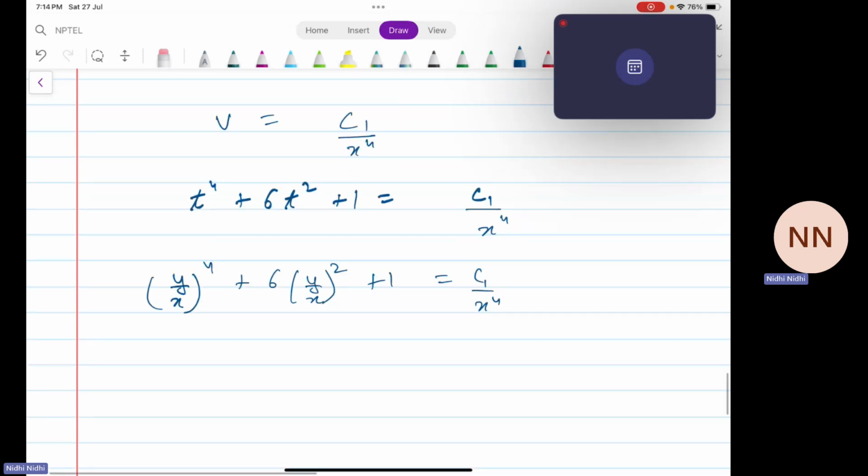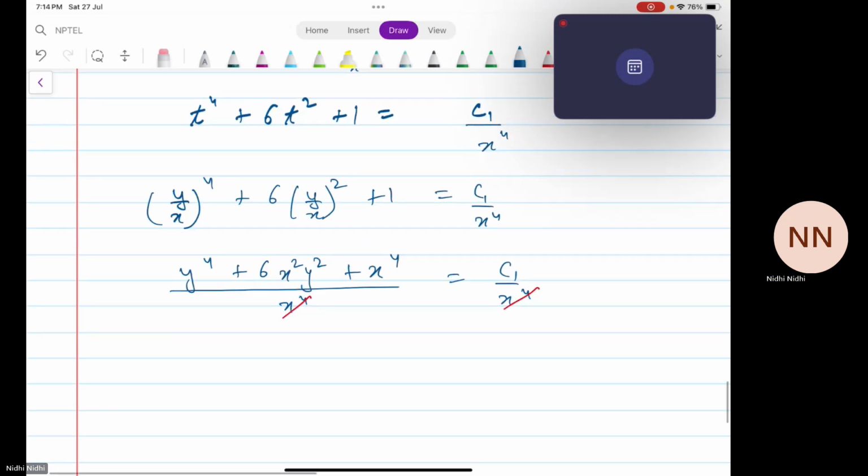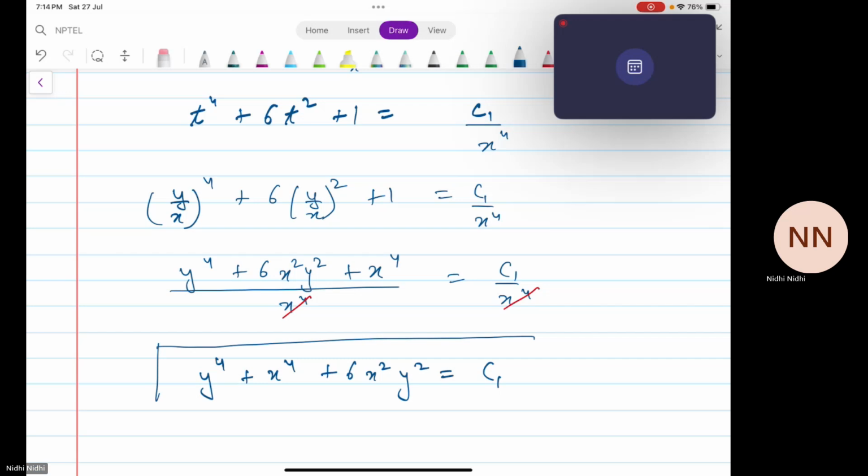Now taking the LCM on the left hand side as x power 4, we get (y power 4 plus 6x square y square plus x power 4) upon x power 4 is equal to c1 by x power 4. So cancelling out these two terms, we get y power 4 plus x power 4 plus 6x square y square is equal to constant c1. So this is the solution.